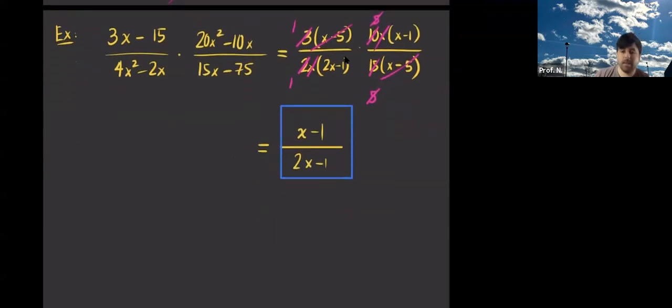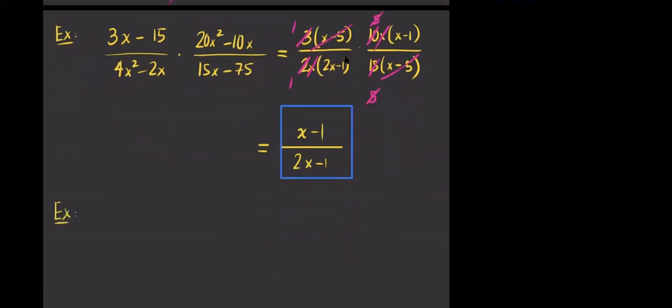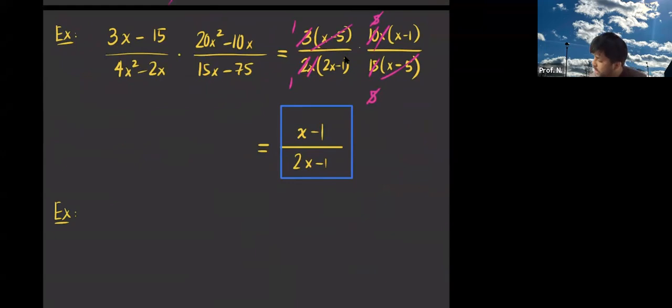Make sense? I have a question. Yes. Shouldn't it be 10x times 2x minus 1? Oh, yeah. Thank you, Jasmine. You're right. It should be 2. Thank you. I would have just gone on my merry way and thought this was all correct.